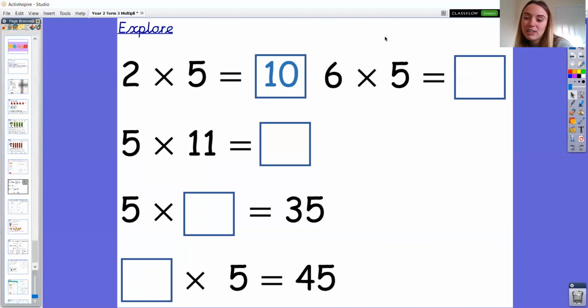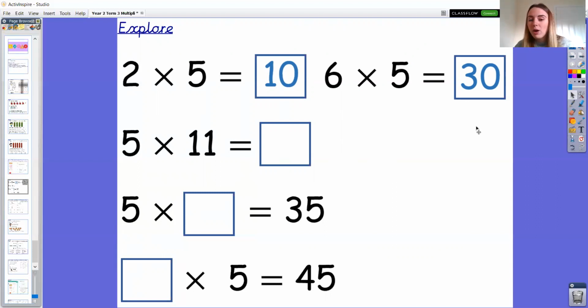Okay, so the next multiplication says 6 times 5. So 6 lots of 5. 6 times 5. You might need to count your multiples on your fingers. So shall we practice this together? So we're going to count 6 lots of 5. Are you ready? 5, 10, 15, 20, 25, 30. So the product of 6 and 5 equals 30. Well done, Year 2. Okay, let's have a look at the next one.